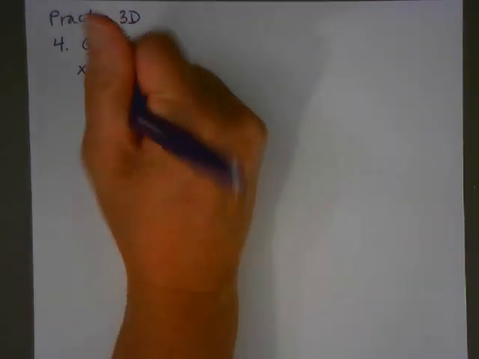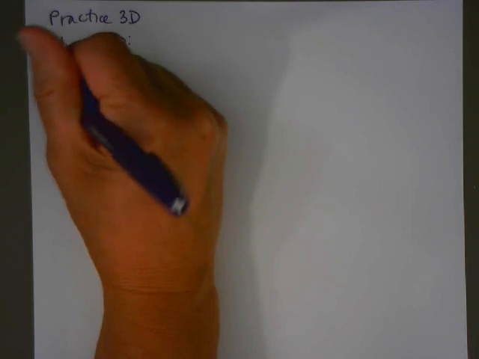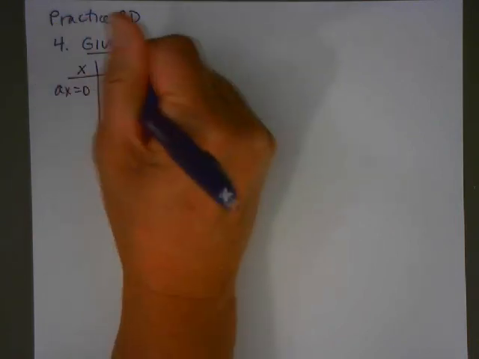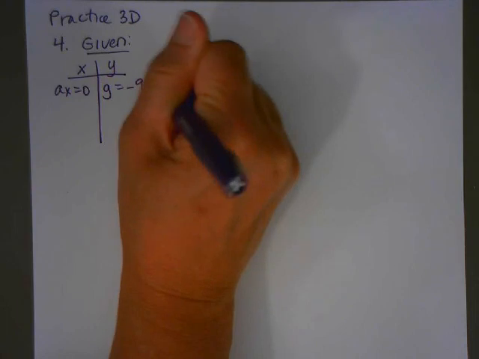Okay, let's look at practice 3D, problem number 4, because that one's a little bit different. So for number 4, it says a person standing on a cliff throws a stone with a horizontal velocity 15 meters per second. So when we write our given, we're going to separate and write our x and y given. And we know ax is always 0 and g is equal to negative 9.8 meters per second squared.